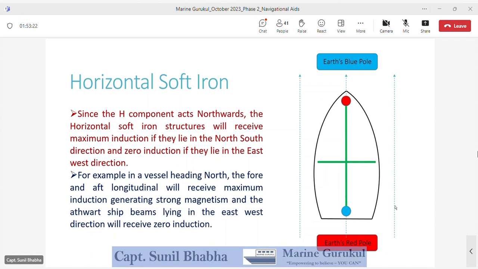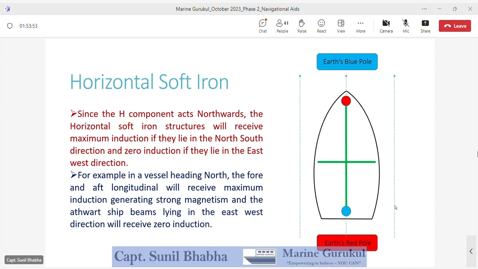So we are heading towards the north, and we are parallel to the magnetic field. And the magnetic field is entering from the stern and going out from the head. How does that make the vessel a horizontal soft iron? Because it seems we are parallel to the magnetic field, correct? It makes it a vertical soft iron, correct?